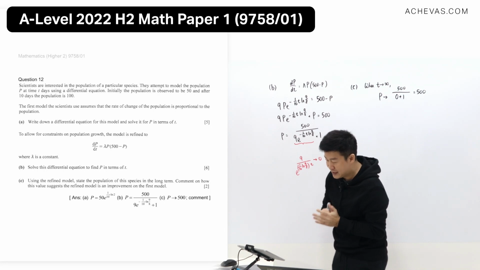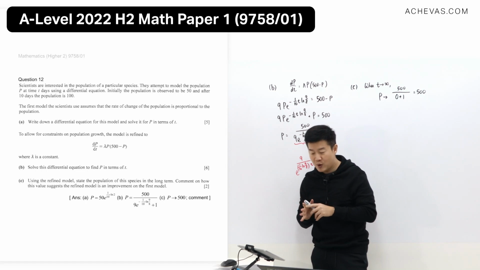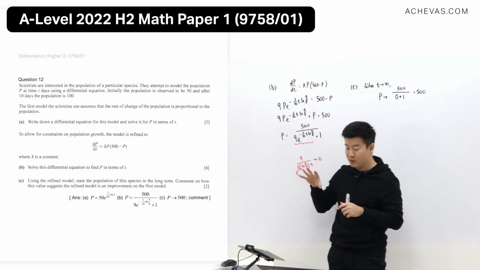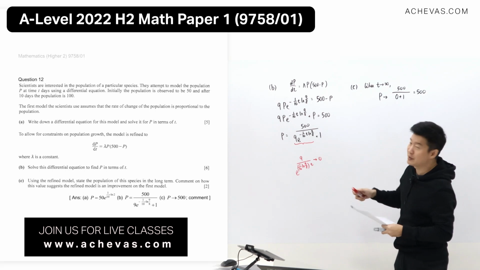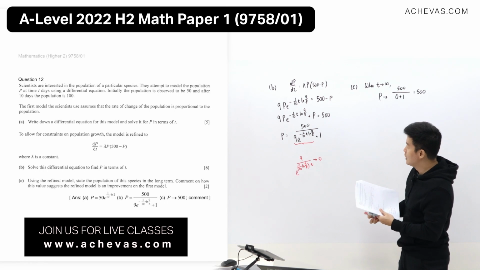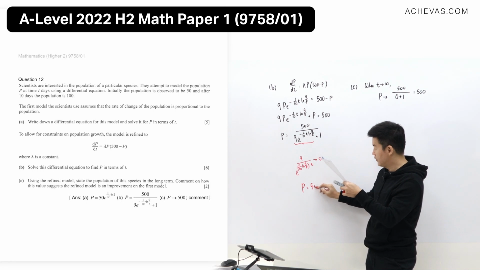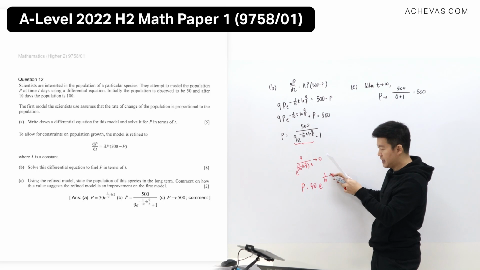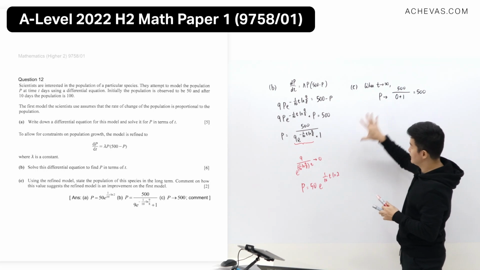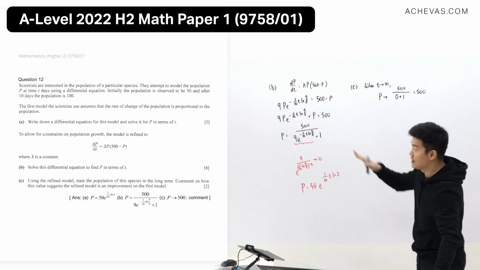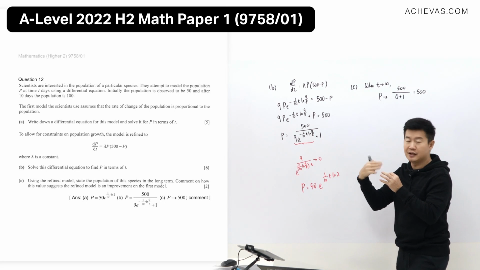And according to what the question is asking us, comment on, just based on this value that we have found, comment on why this refined model is an improvement from the first model. What did we get in the first model? Let me just write down to help us to recall a little bit what we have gotten in the first model. So this is the refined model. For the first model, we got p is equal to 50 e to the power of 1 over 10 t ln 2. So if I were to just compare this to the previous model, because that is what the question asks us to do, compare the population when it is in the long run.